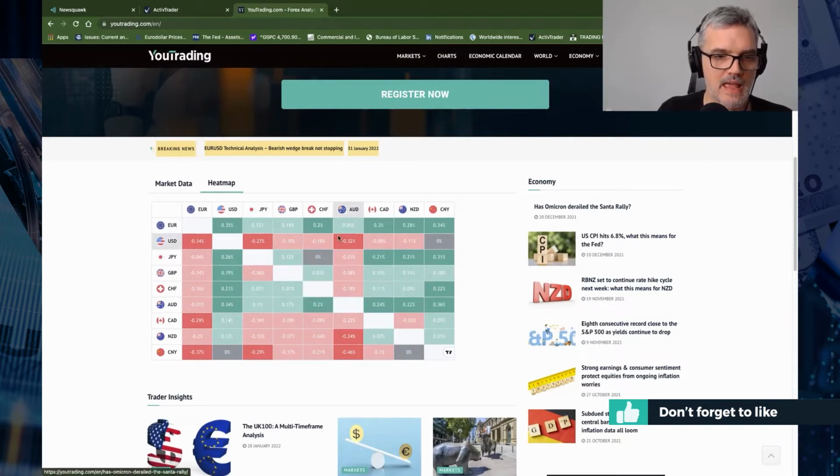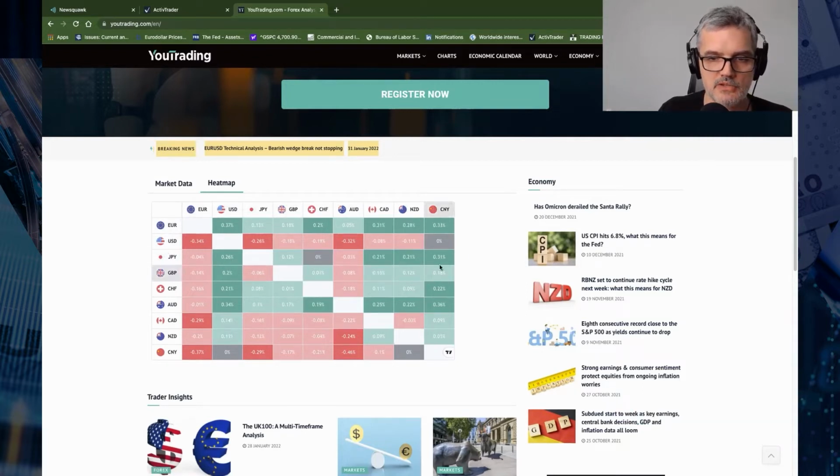The euro is doing well today. The yen was strong as well. And we had weakness in the Canadian dollar and New Zealand dollar, but overall the US dollar is the weakest. So it looks more like a risk off day today, probably expecting to see some sort of weakness come into equities and commodities. And we'll just have a look at the charts.